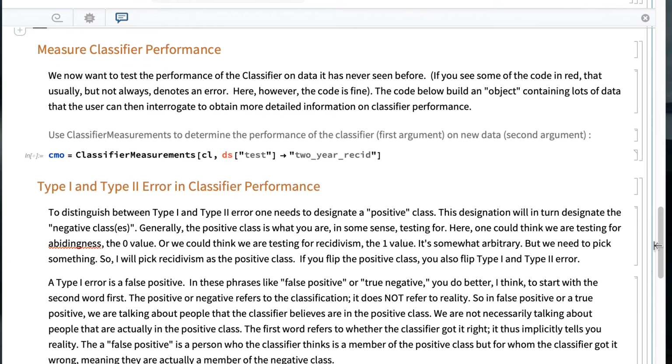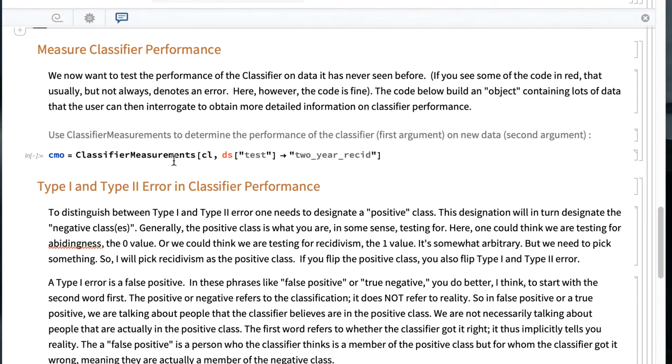Okay, so we want to see how our classifier performs on data that it's never seen before. After all, it could simply memorize the people that it saw before and then predict really well. What a classifier really should do is predict well on data that is coming from the same kind of source that it was trained on, but where it had never seen the people before.